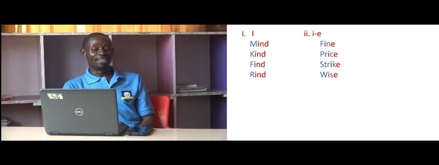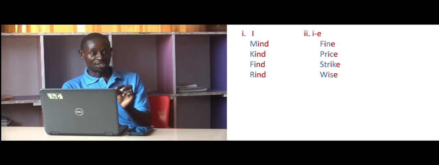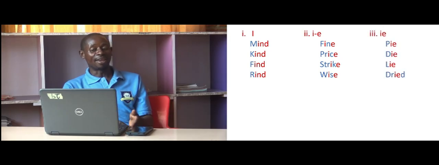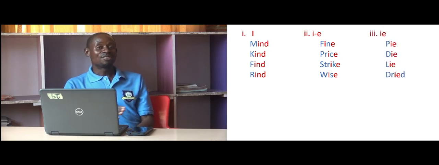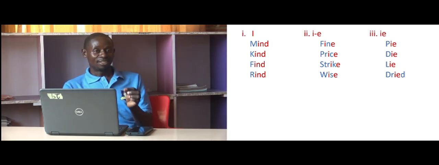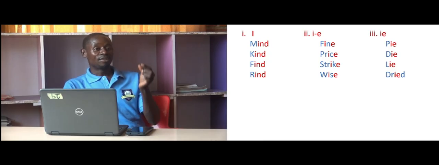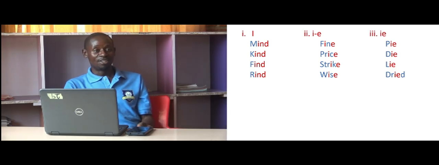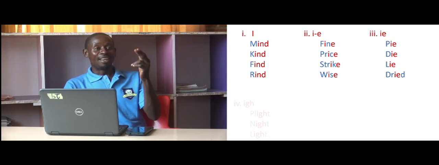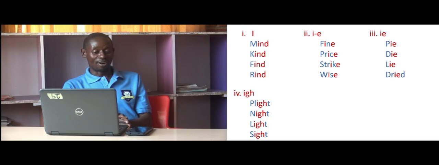Another spelling pattern is the letter I followed by E. This occurs in words like pie, die, lie, and dried. We have also fried, etc. Check many other words like this in your dictionary and write them in your notebook. We have yet another spelling pattern, and this one is letter I followed by G and H. So the combination of I, G, H gives us the sound /aɪ/. It occurs in words like plight, night, flight, sight, light, etc. Check for other words in the dictionary.